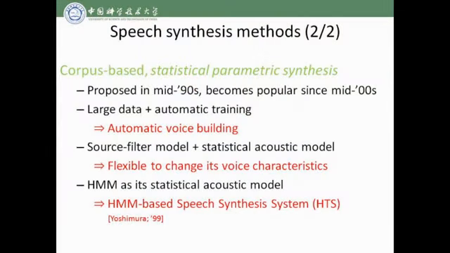Then, in the middle of the 1990s, another method was proposed, that is the corpus-based statistical parametric synthesis. In this method, we estimate acoustic models automatically from a large training data set. Then, at synthesis time, we predict the acoustic features from the trained acoustic models, and then use some kind of source filter model to reconstruct the speech waveform. So this method can have better flexibility compared with the previous waveform concatenation method.